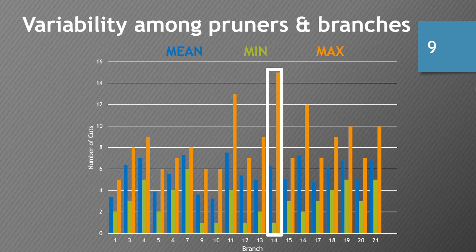Like number 14 here, we have the worst one, which is 1 for the min, 15 for the max, and 6 for the mean. Those are very large differences between those numbers, and that is very inconsistent and not what you are looking for when it comes to uniformity.